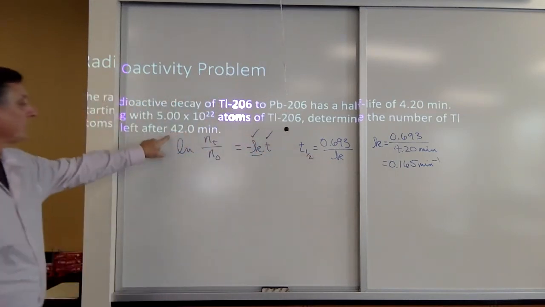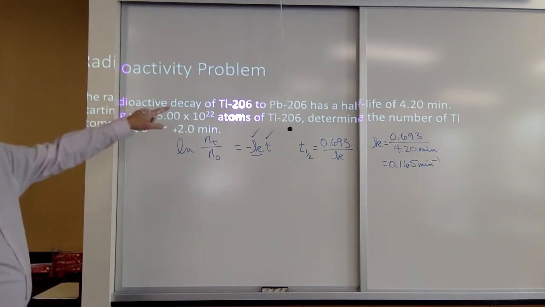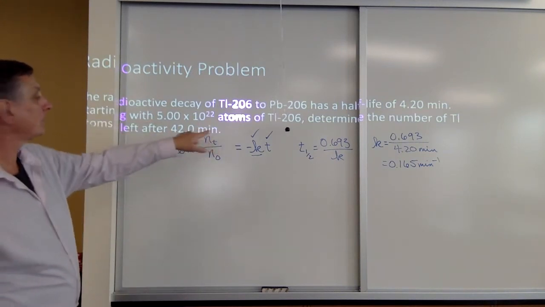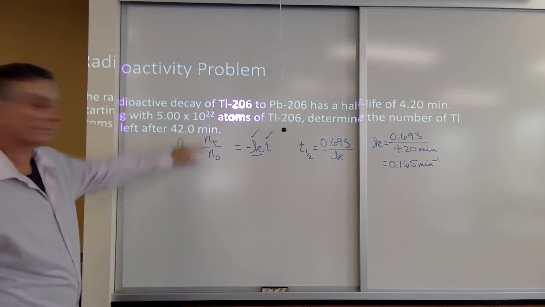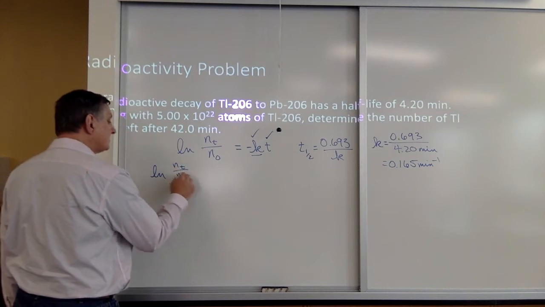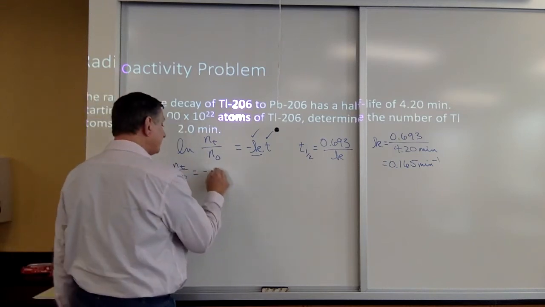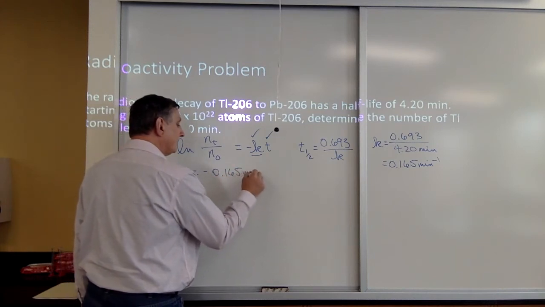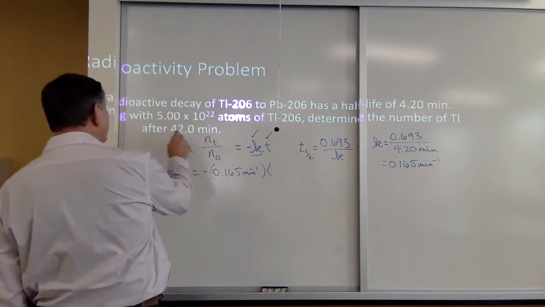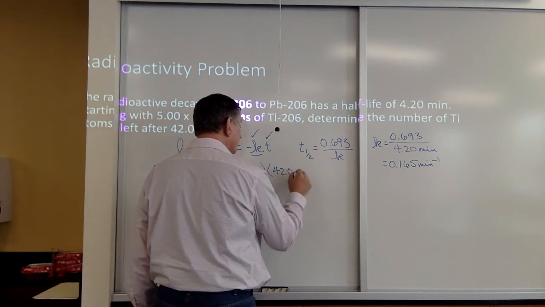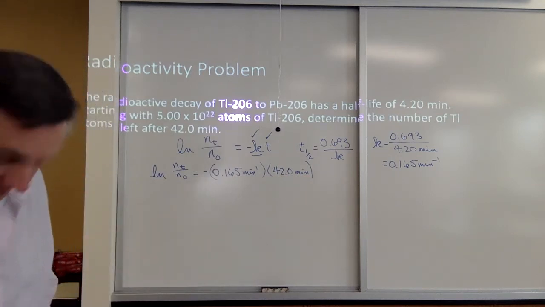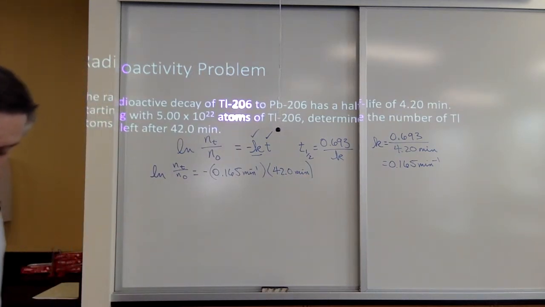We know the time, which is 42 minutes, and we know the starting number of atoms. The question is to determine the number of atoms left, so we're looking for n sub t. The natural log of n sub t over n sub 0 is equal to minus 0.165 times 42.0 minutes. Time and k. If we multiply this out, we get 6.93.